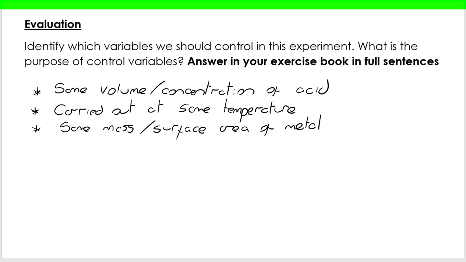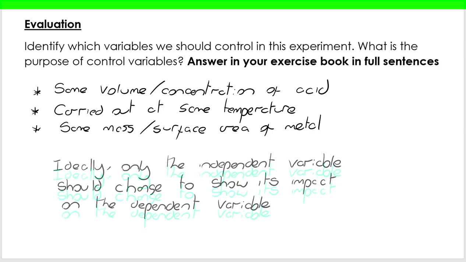And the purpose of control variables ultimately comes from an understanding that the independent variable is the thing that we choose to change in a chemical reaction. The dependent variable is the thing we choose to measure to see what impact our change to the independent variable has had. So if we want to see what impact changing the independent variable has, we don't want any other variables to change. So we try to keep all of the others the same.